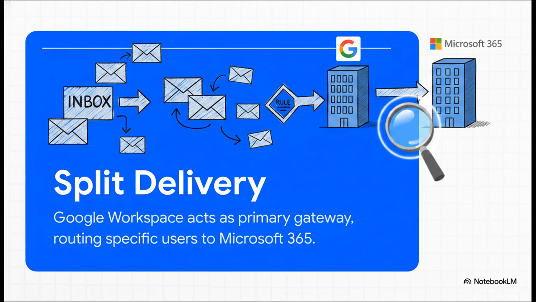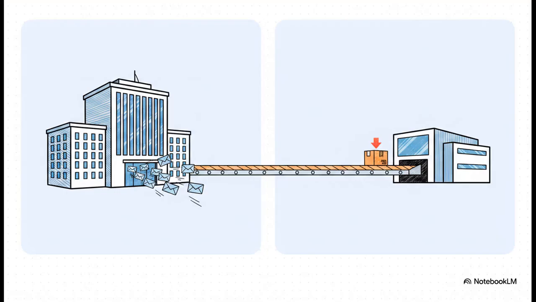It's the primary sorter for all incoming traffic. Every single piece of mail from the outside world hits that front door first. Google looks at the envelope and goes, does this stay here, or do I need to push this over to the Microsoft building? So on one side, we have our primary host, Google Workspace. It handles the main MX records, which basically means the public internet knows to send all mail there first, and it does all that vital initial sorting.